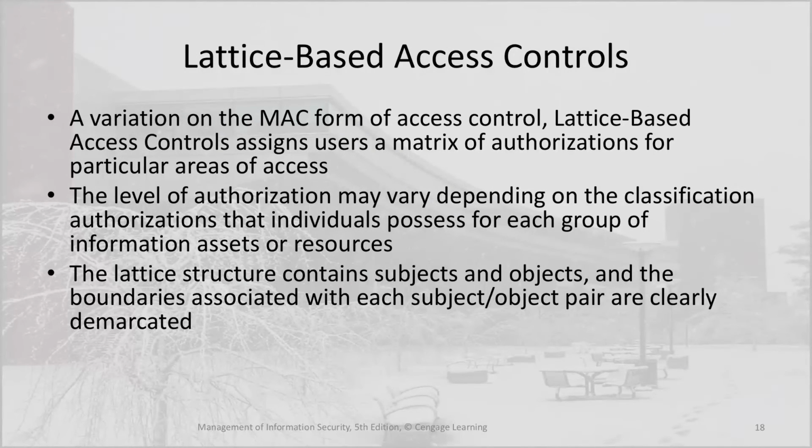A variation on the MAC form of access control, lattice-based access controls, assigns users a matrix of authorizations for particular areas of access. The level of authorization may vary depending on the classification authorizations that individuals possess for each group of information assets or resources. The lattice structure contains subjects and objects, and the boundaries associated with each subject-object pair are clearly demarcated.